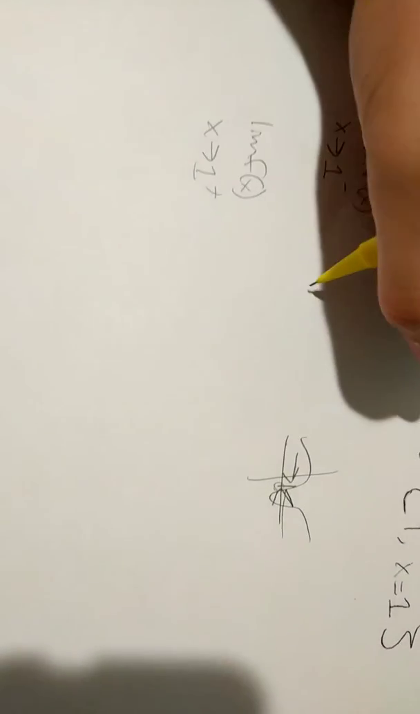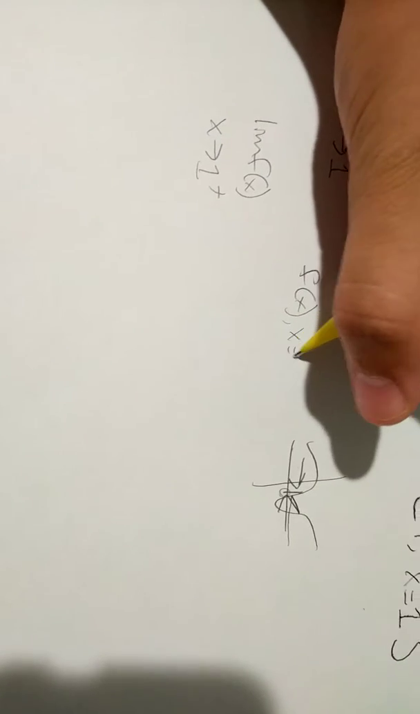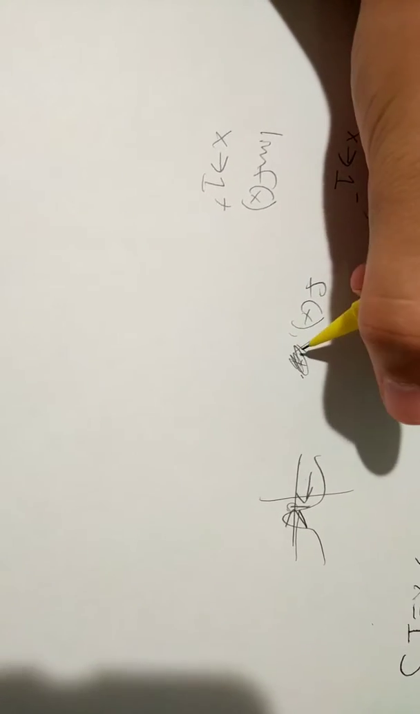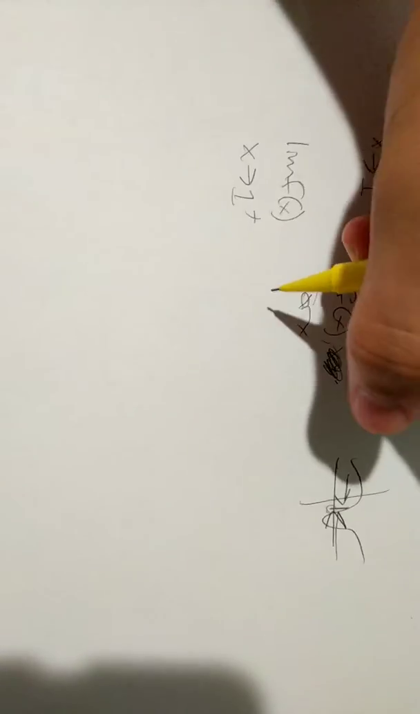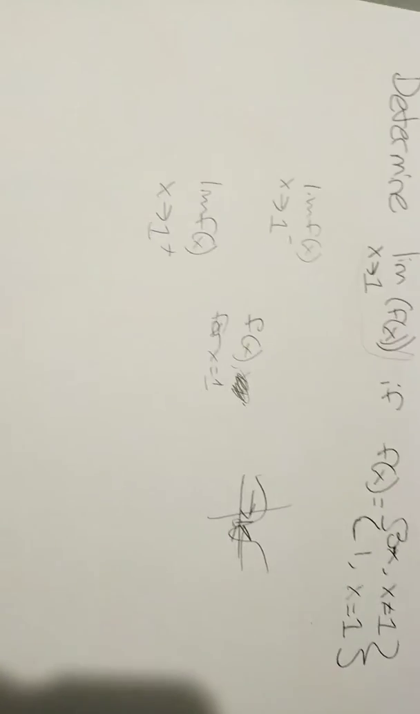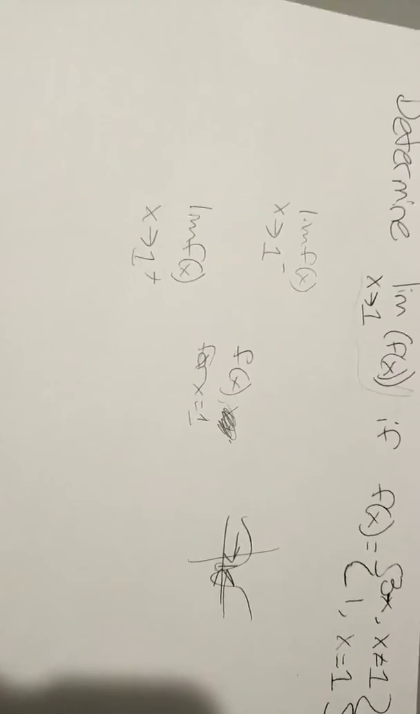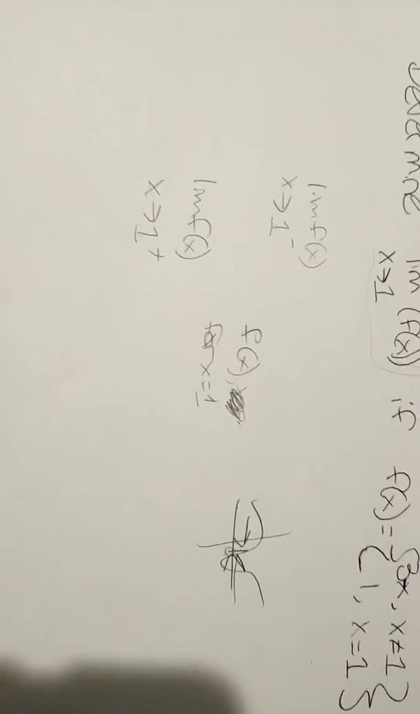Now note that we aren't actually evaluating f of x when x equals 1, because the definition of a limit is as f of x goes towards that number, not when f of x is that number.